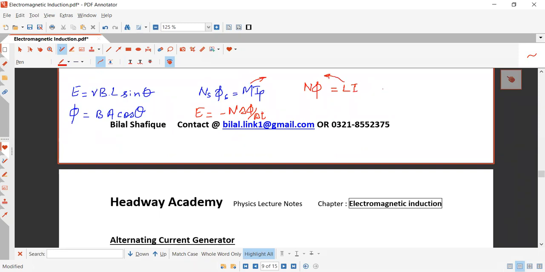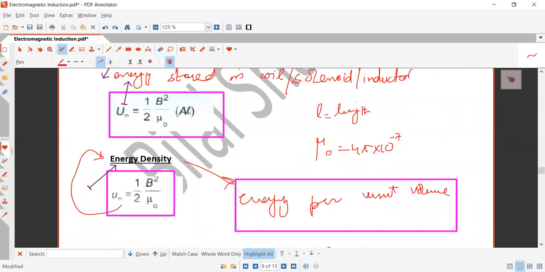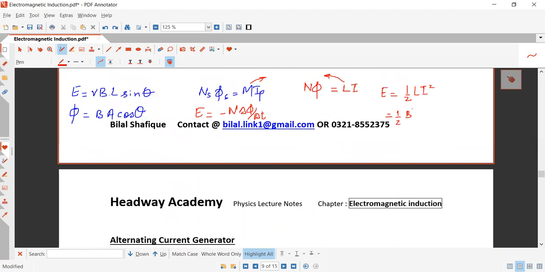Then, students, energy stored in the inductor was half L I square. Or it was half B square A L over mu naught, right? And then energy density was what? It was half B square over mu naught, right? So these are the things that we have studied.